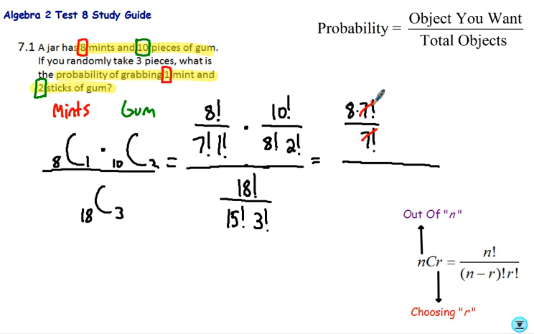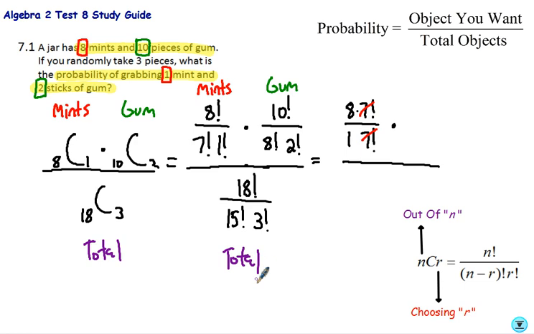And 1 factorial, by the way, is just 1. And then for the other fraction, make sure we just got this labeled here. These are our mints. This is still our mints, and then we're talking about gum. And I guess a third thing we could have labeled down here is total, because that represents the total.